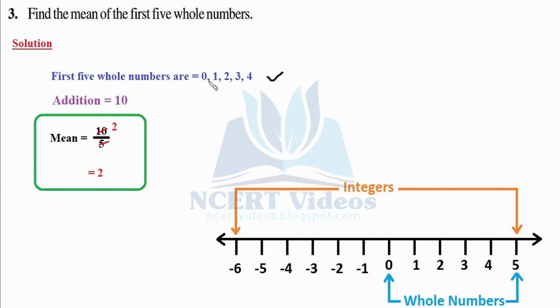What does it mean? It means if we put 2 in place of every number, we will get the same sum, 10. Why? 2 times 5 is 10. This is the basic concept of mean, or you can say average.